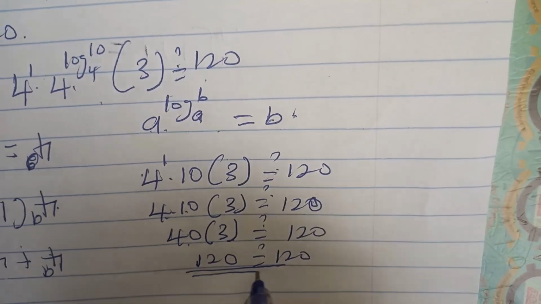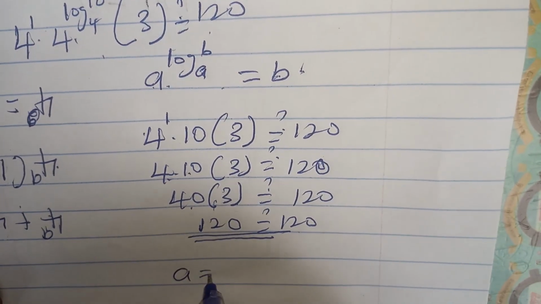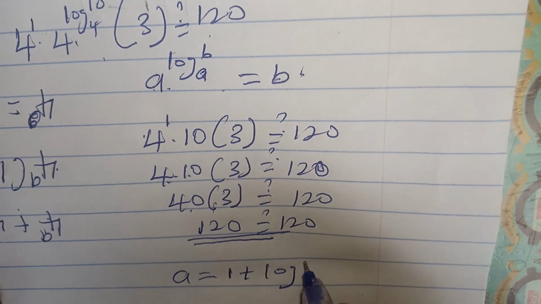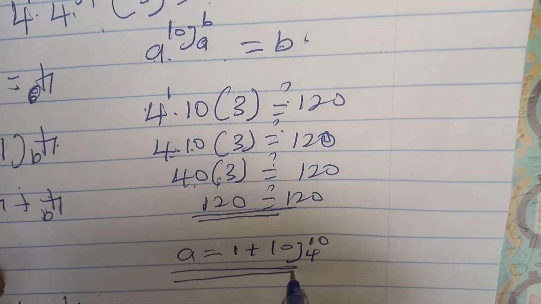So the value of a, which says a is equal to 1 plus log 10 to base 4, is accurate.